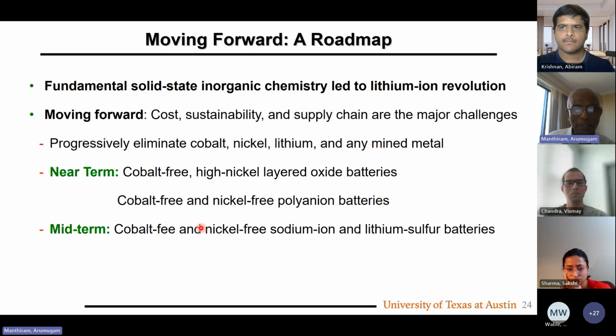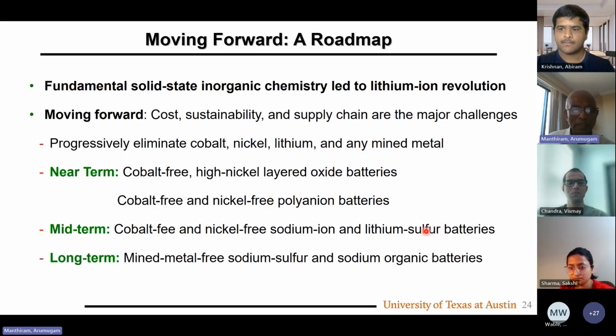Mid-term, cobalt-free and nickel-free sodium ion or lithium sulfur batteries. They have challenges. I think before lithium sulfur, maybe sodium ion may come first, and then this may come. Finally, no mined metal, that is sodium sulfur and sodium organic. That is the long term. These could also be a little bit long term. So when I say near term, mid term, long term, it's kind of how we progress, some kind of a scale, but there may be some overlap.